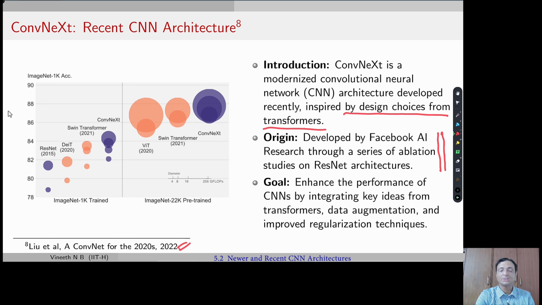The ConvNeXt architecture was developed by researchers from Meta or Facebook AI through a very engineered series of ablation studies on ResNet architectures. I would highly encourage you to go through this paper to understand how each component that they added to ConvNeXt was carefully studied and decided. The overall goal was to enhance the performance of CNNs by integrating key ideas from transformers. As you can see here on the left, the ConvNeXt architecture, which has been developed in the last 2 years, shows improved performance on ImageNet 1K accuracy over state-of-the-art transformer models.